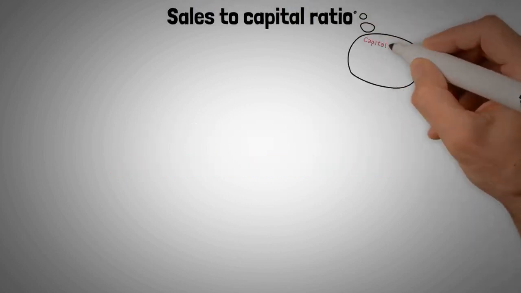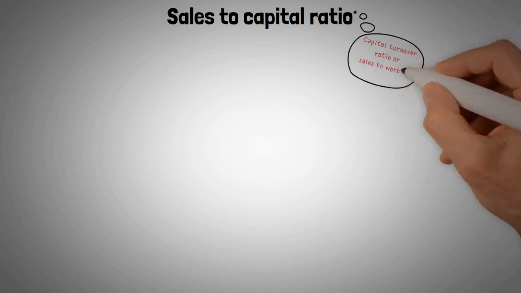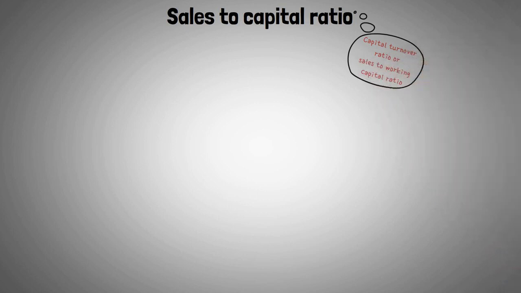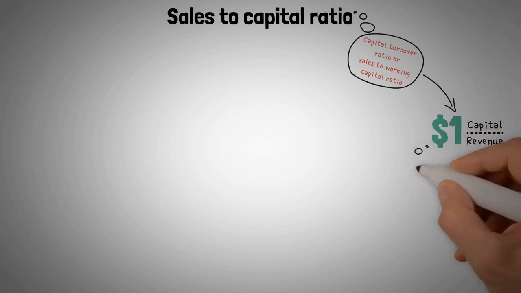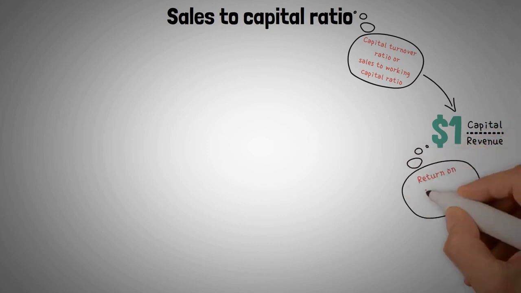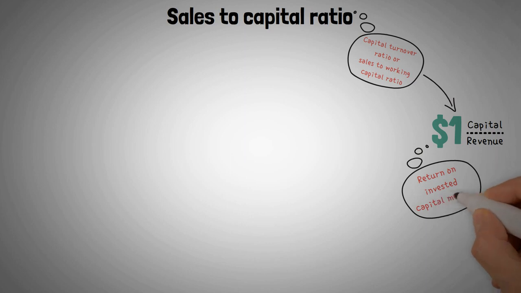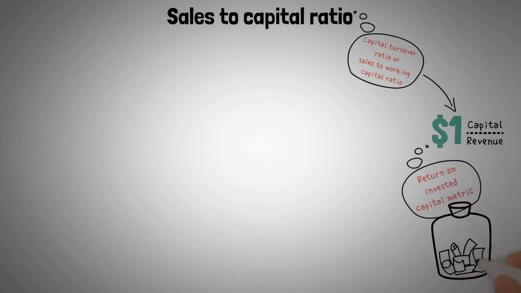The sales to capital ratio, also known as the capital turnover ratio or sales to working capital ratio, is an efficiency ratio. The sales to capital ratio tells us how efficiently a company can turn $1 of capital into $1 of revenue. It relates to the return on invested capital metric, and it allows us to take the ratio and show the impact on the company's cash flows.